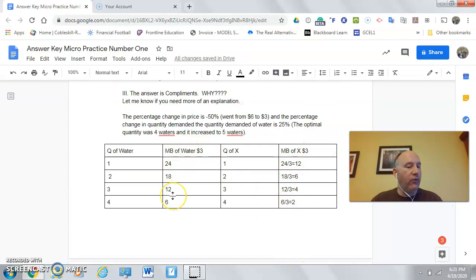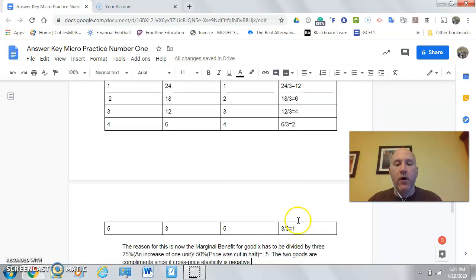We leave water alone because the price hasn't changed. So now we have to take this and divide it by 3, okay? Why? Because the price is now $3. So now that becomes 12, 6, 4, 2, and 1.